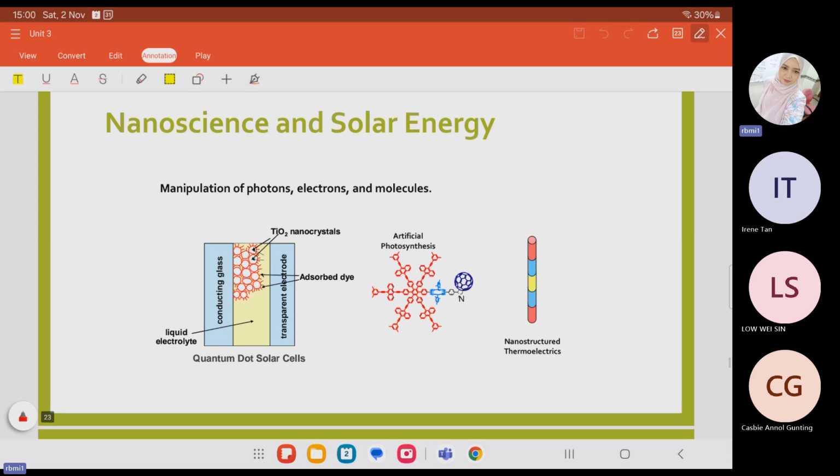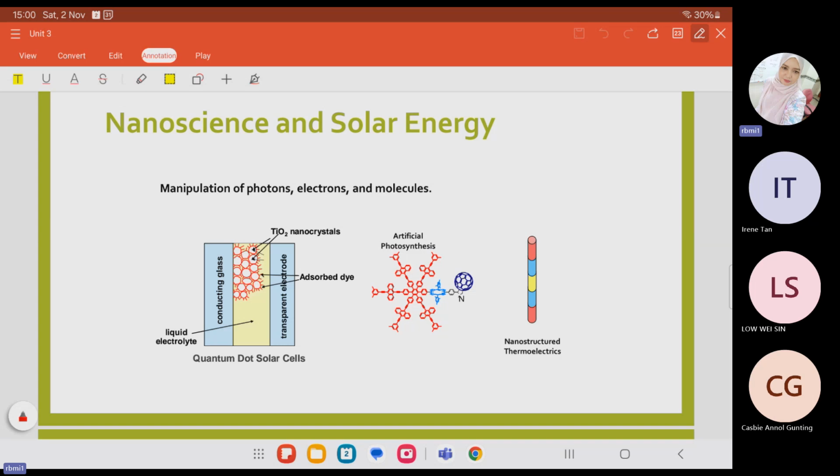Okay, this is for nanoscience and solar energy. Nanotechnology could boost solar energy efficiency, and we can also cut the original cost. Silicon nanoparticles enhance solar cells when applied in solar power products. The size and microstructure of silicon nanoparticles, as well as the luminescence and quantum efficiency properties, are highly specific. We have the manipulation of photons, electrons, and molecules here.